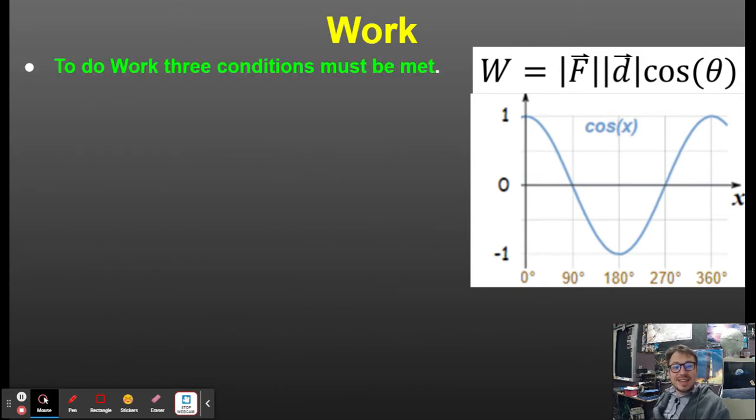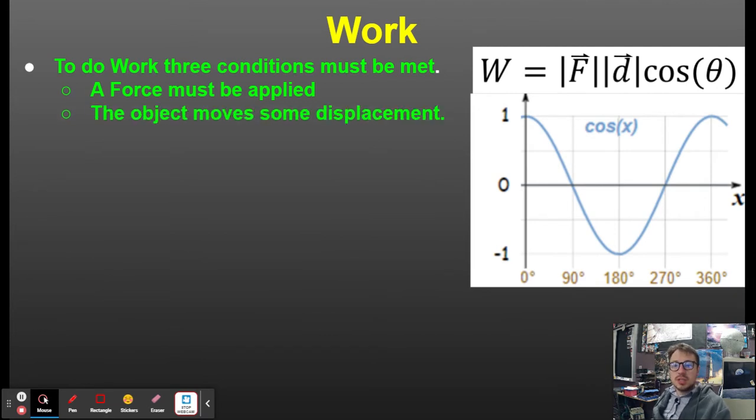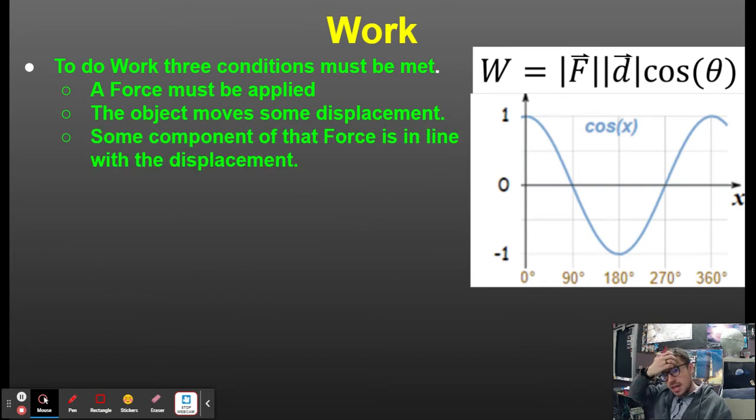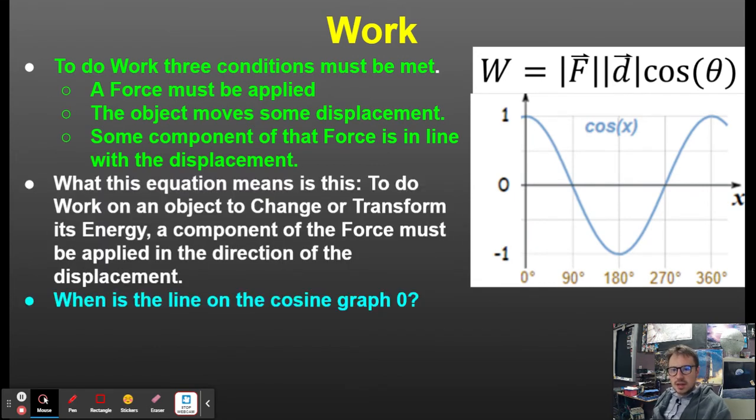Now, to do work, three conditions must be met. Number one, a force must be applied. Number two, that object moves in some displacement, and some component of that force is in line with the displacement. So it causes some of that displacement, that energy change. So let's take a look at when no work is done. Well, obviously, if there's not a force applied, there's no work done, right? If it doesn't move, if there's no displacement, no work done.